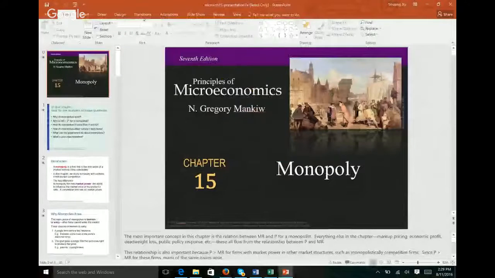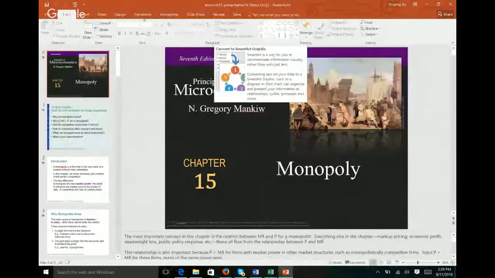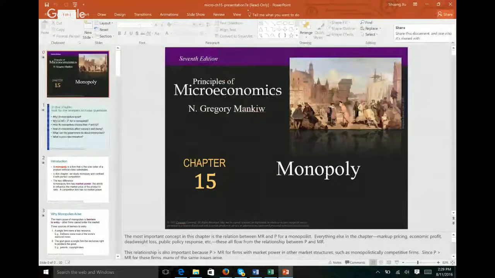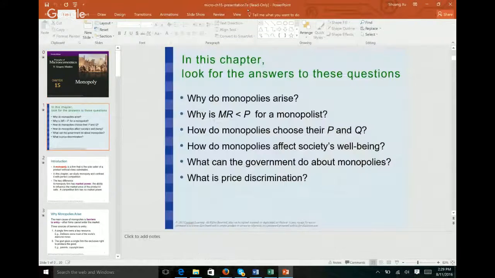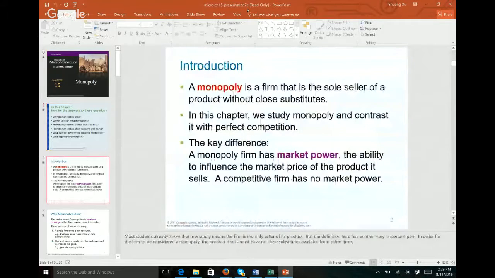Chapter 15 is the chapter on monopoly. Remember, monopoly means there's only one company in the marketplace. So monopolies have substantial market power. That means this company can set the price, and they don't have any competition to compete against. So in perfect competition, everybody is a price taker, but a monopoly is a price setter, so they set the price.